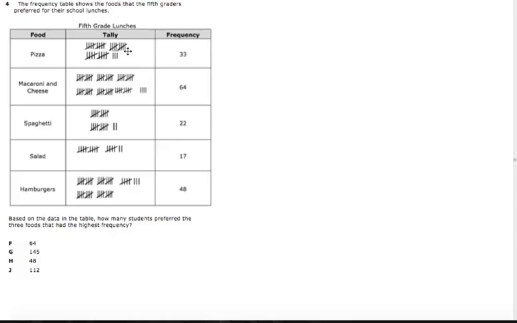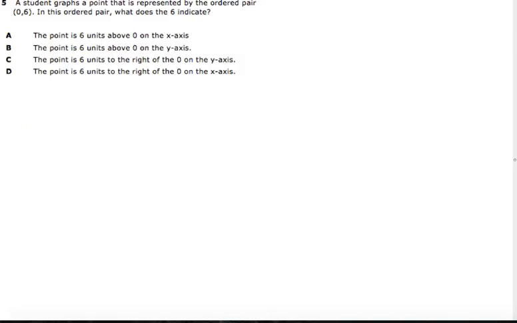F. 64, G. 145, H. 48, J. 112. Number 5. A student graphs a point that is represented by the ordered pair (0, 6). In this ordered pair, what does the 6 indicate?